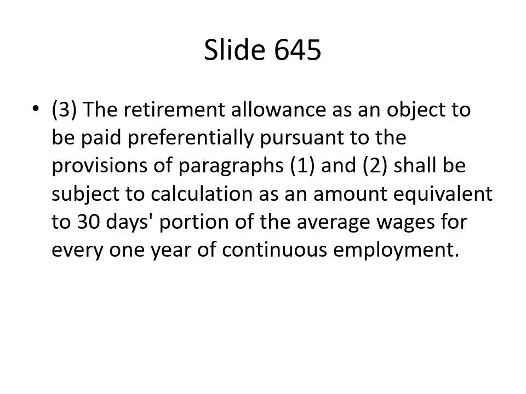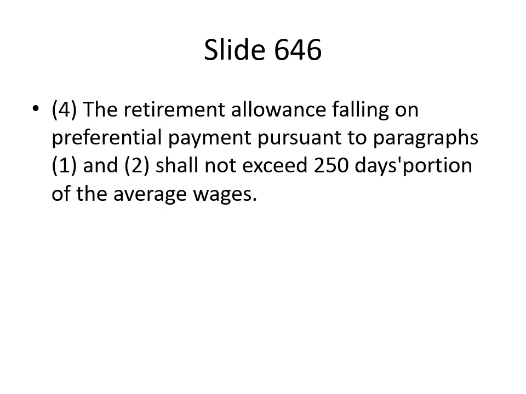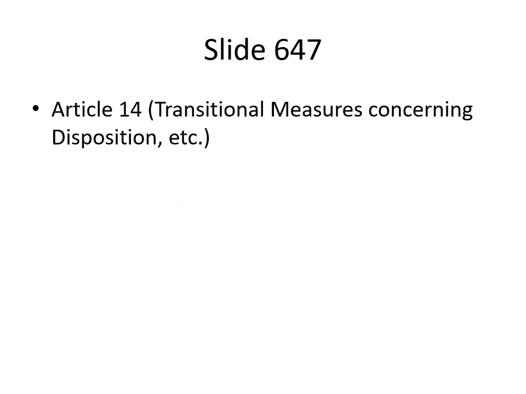3. The retirement allowance as an object to be paid preferentially pursuant to the provisions of paragraphs 1 and 2 shall be subject to calculation as an amount equivalent to 30 days' portion of the average wages for every 1 year of continuous employment. 4. The retirement allowance falling on preferential payment pursuant to paragraphs 1 and 2 shall not exceed 250 days' portion of the average wages.